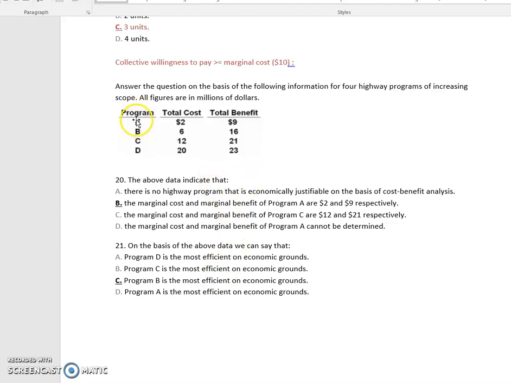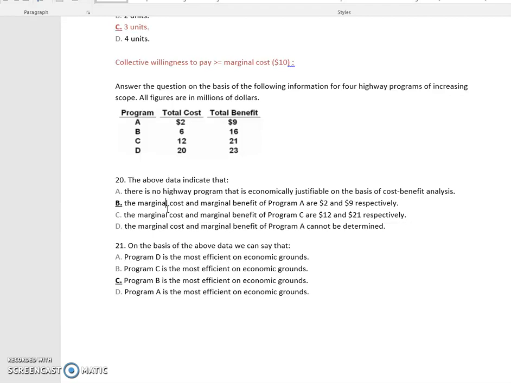Look, this is program A, B, C, D, and this is total cost 2, 6, 12, 20. So for program A, the total cost is 2 and benefit is 9. For program B, total cost is 6, benefit 16. For C, total cost 12, benefit 21. Answer the questions on the basis of the following information: for 4 highway programs of increasing scope, all figures are in $1 million, right? The above data indicates what? So let us see net benefit.